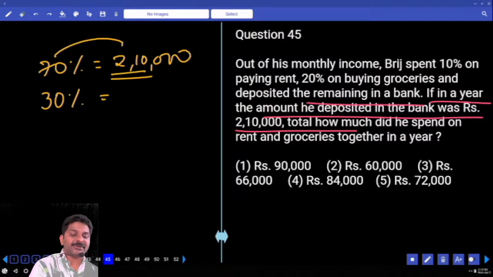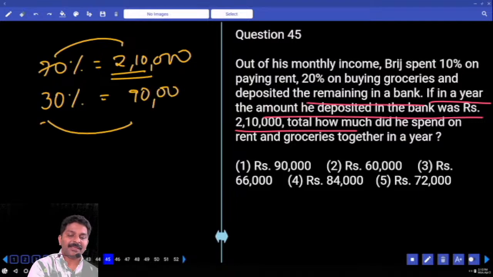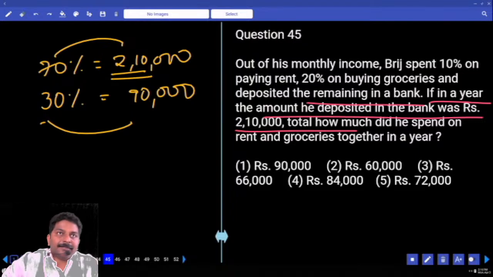70 how many times is 210? 3 times followed by 3 zeros. 30 is 3 times 90 followed by 3 zeros. Yes?